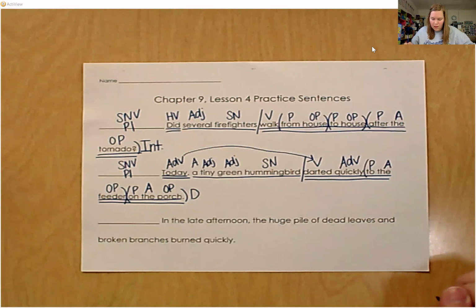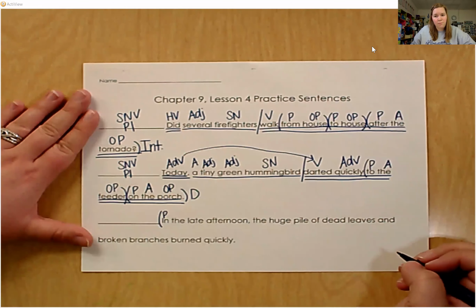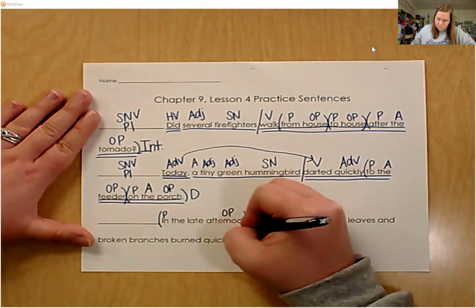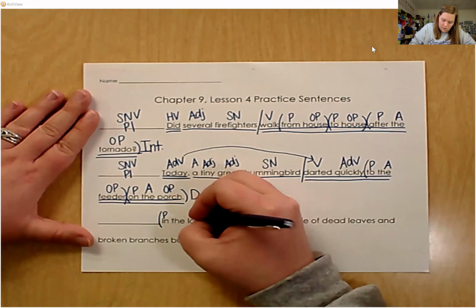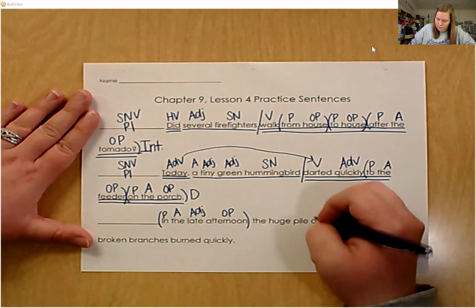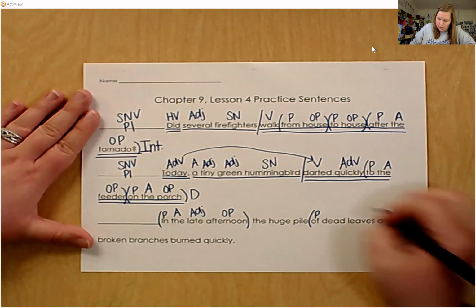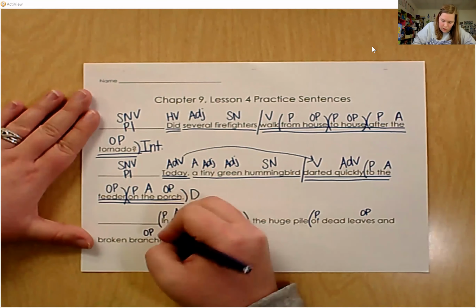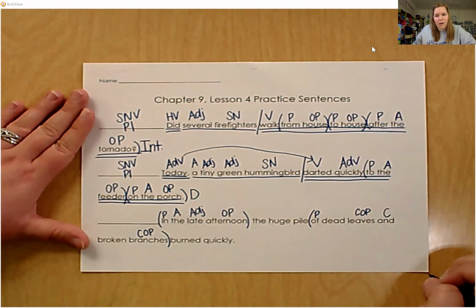And for our final sentence, in the late afternoon, the huge pile of dead leaves and broken branches burned quickly. We're looking for prepositions. Right off the bat, in is a preposition. In what? Afternoon, object of the preposition. What kind of afternoon? Late. Adjective. The article adjective. Of is another preposition. Of what? Leaves and branches. So we have compound object of the preposition. So COP, COP, because and is a conjunction.